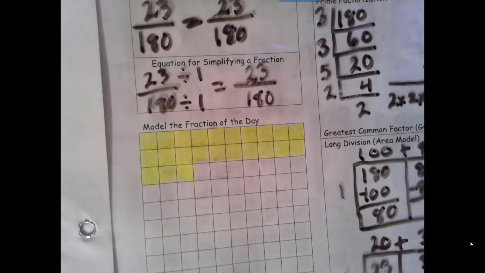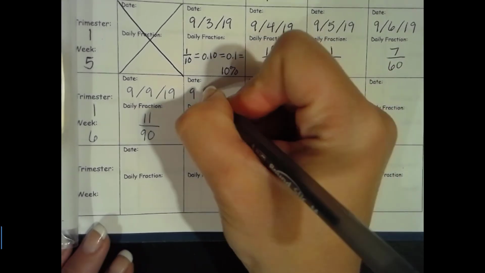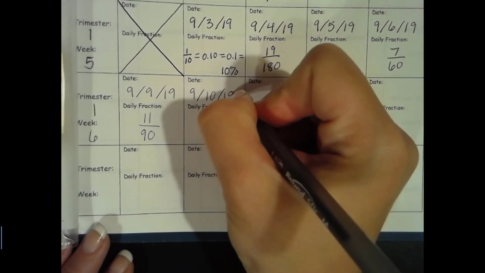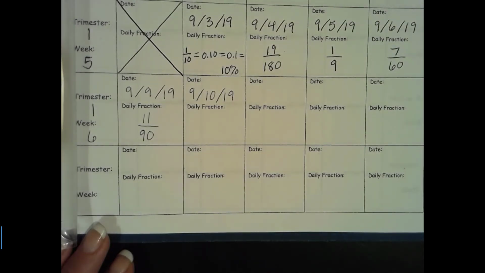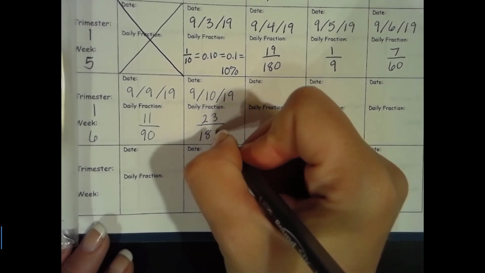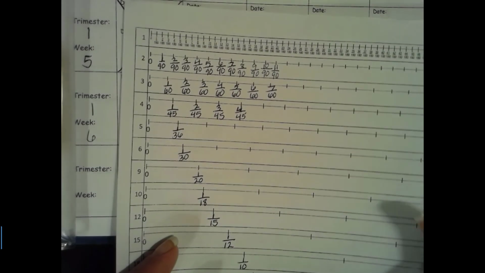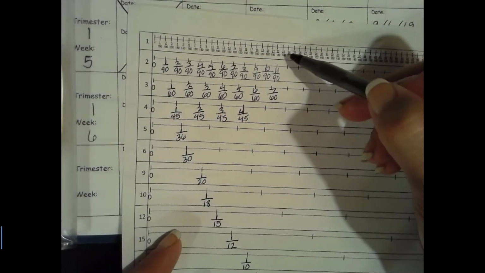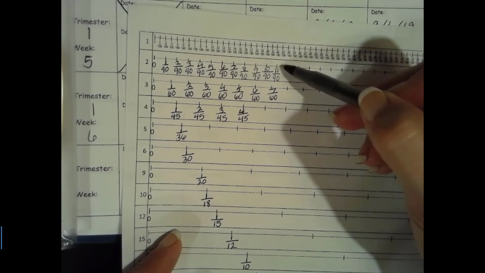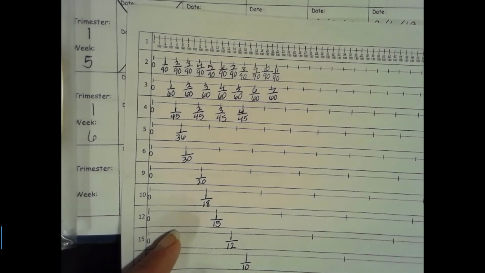Now let's go ahead and fill in our data collection page. We're in trimester 1 still, week 6. Today is 9, 10, 19. Our fraction for today is 23 180ths, because 23 is that prime number. And since 1 is our greatest common factor and we made groups of 1, you do not have to get out your number line, but I do want to show you it's right here. 23 out of 180, or 23 180ths.